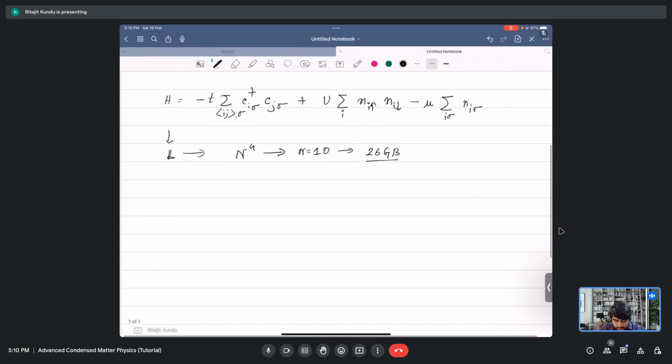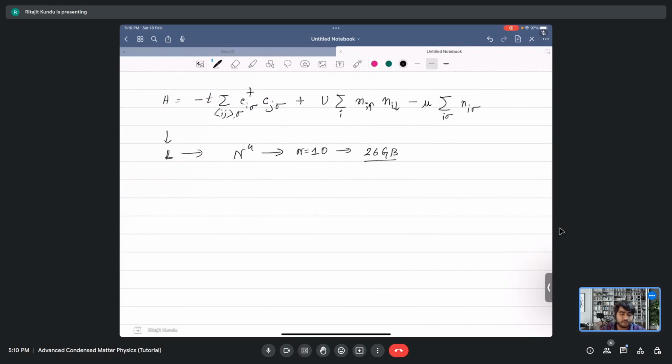But one can do some approximations rather than taking this exact model. These approximations are something like this. Let's say t is very small, t tending to 0. That means u by t is infinity. These are the ratio of two energy scales in my system. The u is the on-site Coulomb interaction and t is the hopping energy scale. This is called the strong coupling regime.